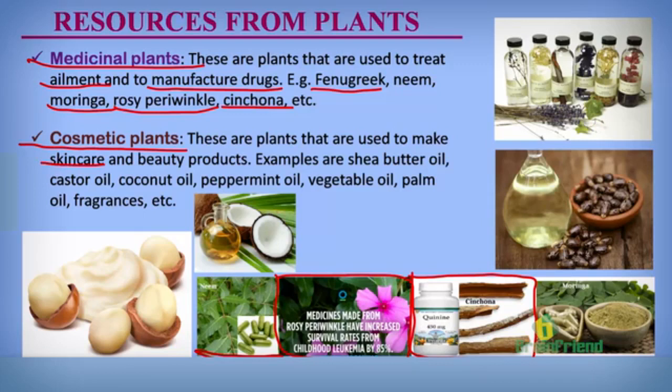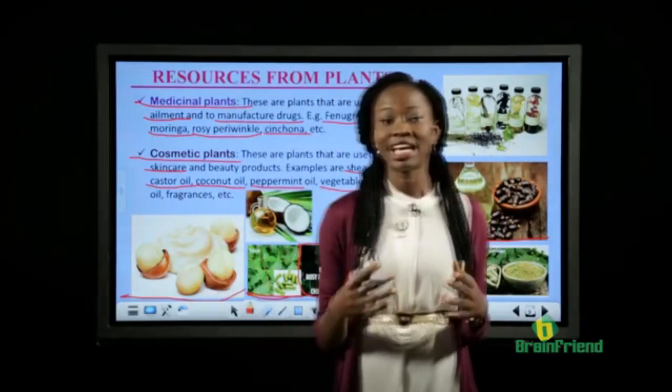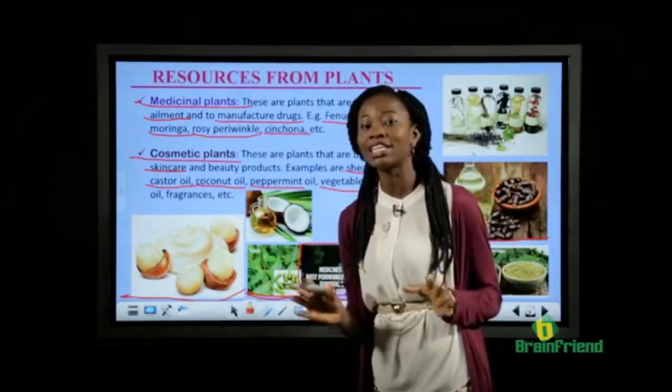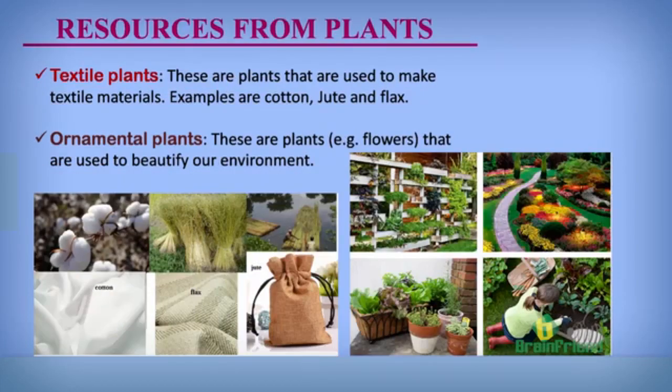Examples of such cosmetic plants are shea butter, which is gotten from the shea plant. We have castor oil. We also have peppermint oil, coconut oil, vegetable oil, palm oil, and so on. We can also get the fragrance, the perfume we use, deodorants, and all that. The fragrances that are used to manufacture all of these items can also be gotten from plants. So plants provide us with different kinds of fragrances from flowers, leaves, and so on. They provide fragrances for us as well. So cosmetic products can be gotten from plant items.